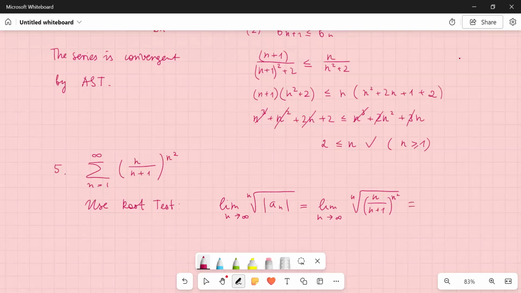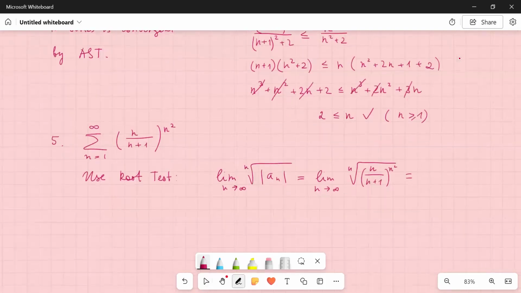What is going to happen with my power? Well, you know that extraction of nth root is multiplication by 1 over n. So I'm going to have limit of (n over n plus 1) to the power n squared, to the power of 1 over n. So it means that the square in n is going to cancel, and I'm going to have a limit of (n over n plus 1) to the power of n. Remember that power of a power is just multiplication of powers.